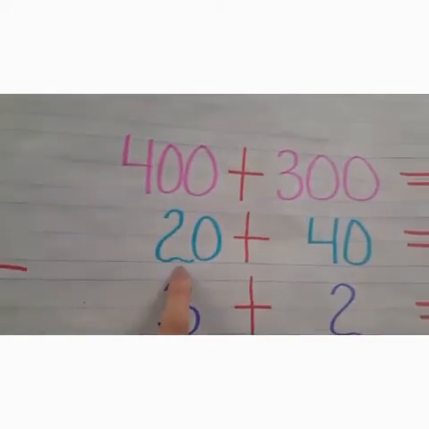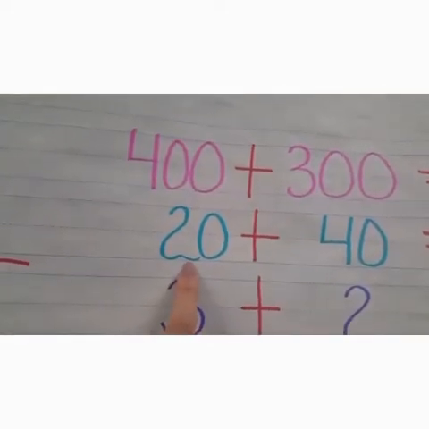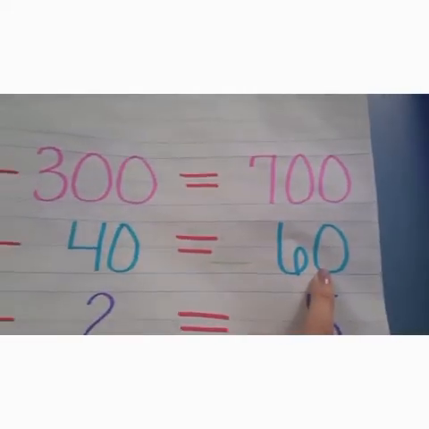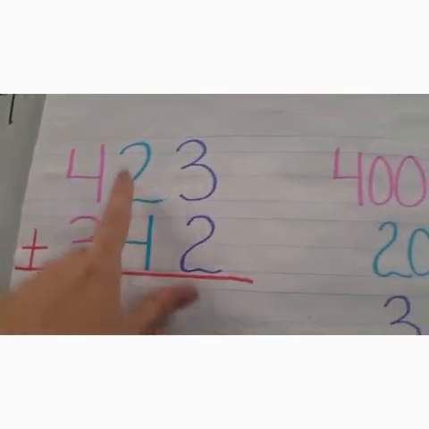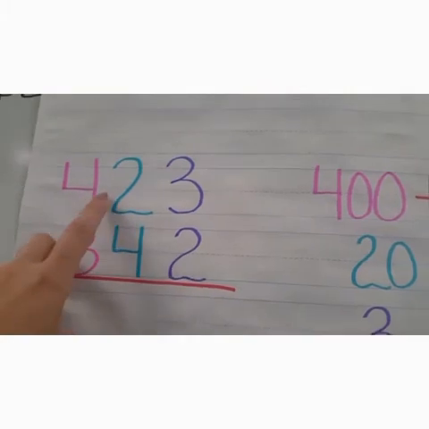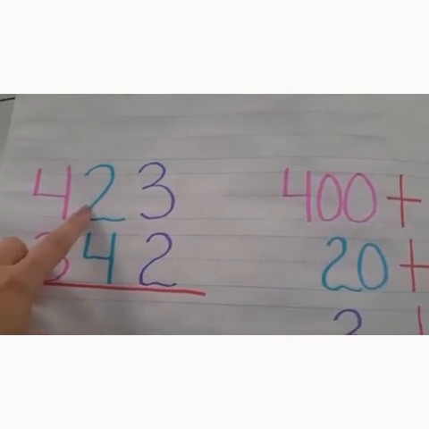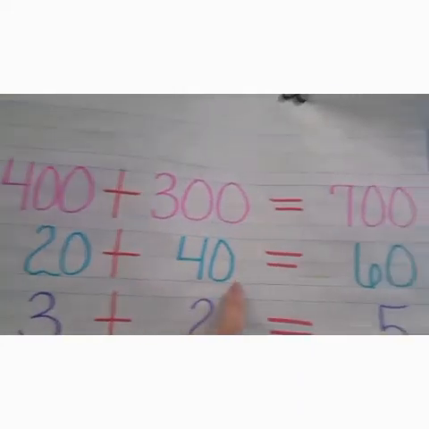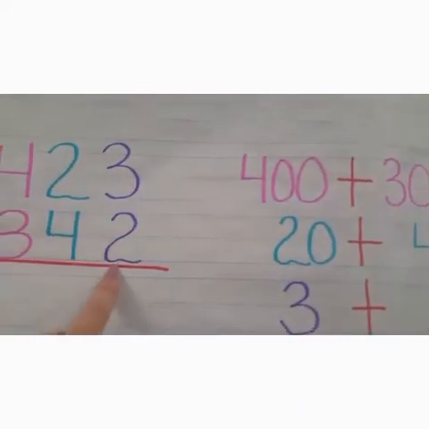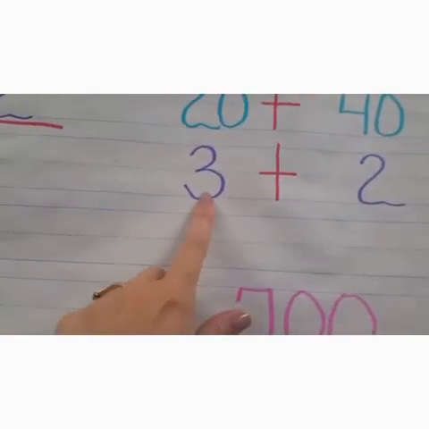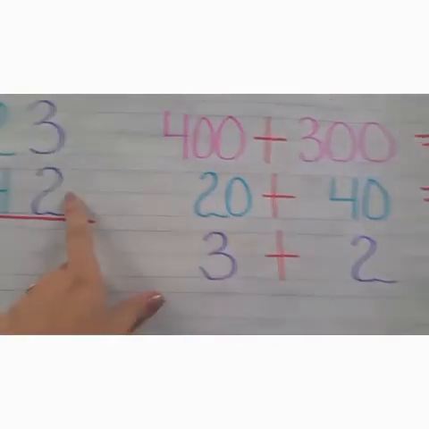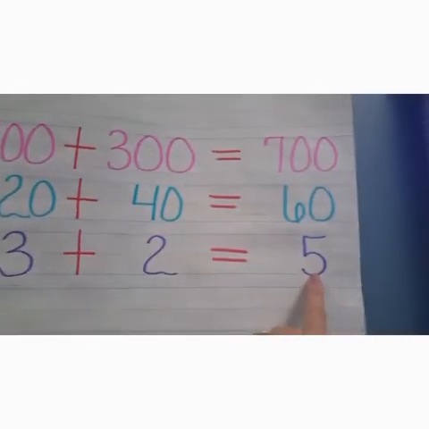Then I'll come down to the next place, the tens place. 20 plus 40 equals 60. And I got that from over here because this is the tens place. So if I have 2 tens, I have 20. If I have 4 tens, I have 40. So 20 plus 40 is 60. Then I come to the ones place. So 3, right here, plus 2 equals 5.